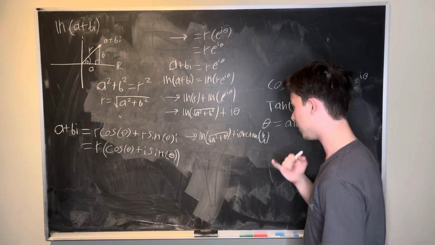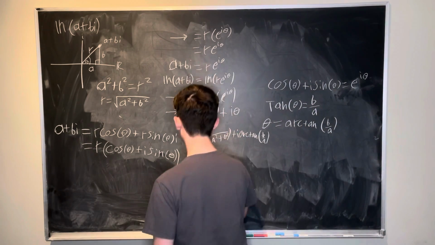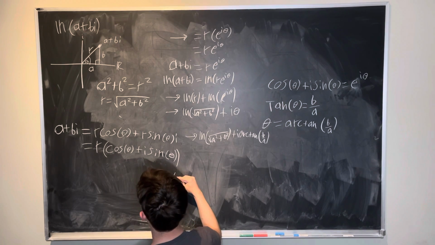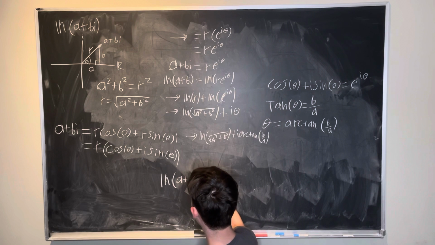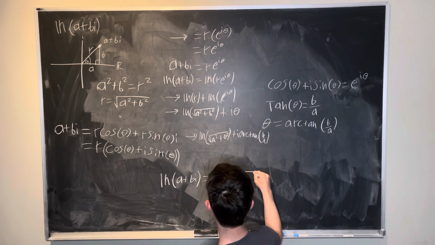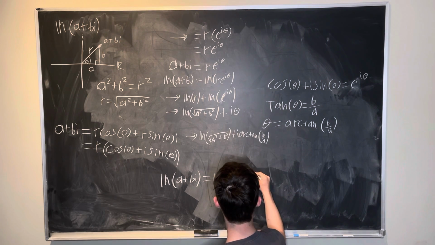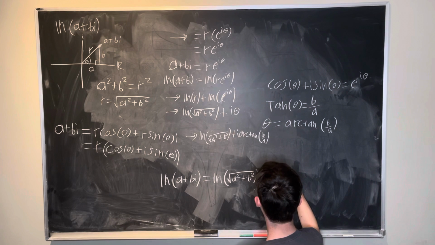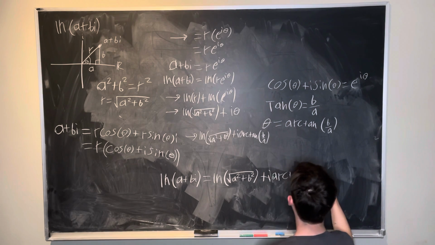So what we've just done here, it's very cool. We've just shown that the natural logarithm of some complex number in the form of a plus bi is equal to the natural logarithm of the square root of a squared plus b squared plus i times the arctangent of b over a.